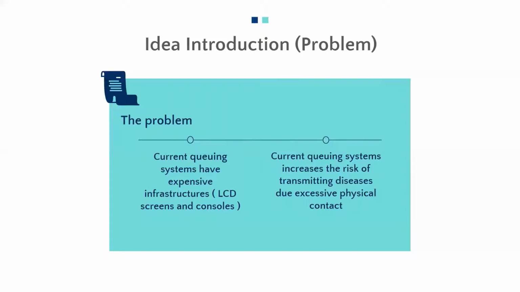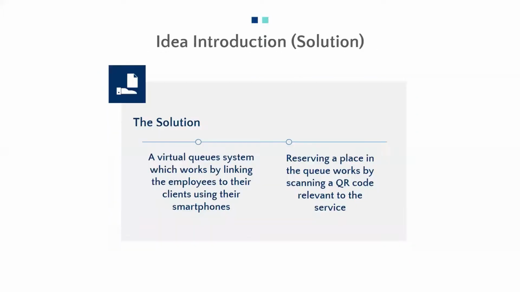In addition, the current queuing systems require physical contact with the consoles and other tools, which usually become hotspots for transmitting diseases. Our solution is an affordable system of virtual queues that does not require the guests to touch anything. It works by linking the employees with the clients using QR codes and the clients' cell phones, which means that businesses do not need to spend money on technical infrastructure such as LCD screens or expensive touch consoles, which makes it a suitable option for small businesses. Furthermore, the system depends on the guests' cell phones, so we are avoiding any unnecessary touching of shared tools.